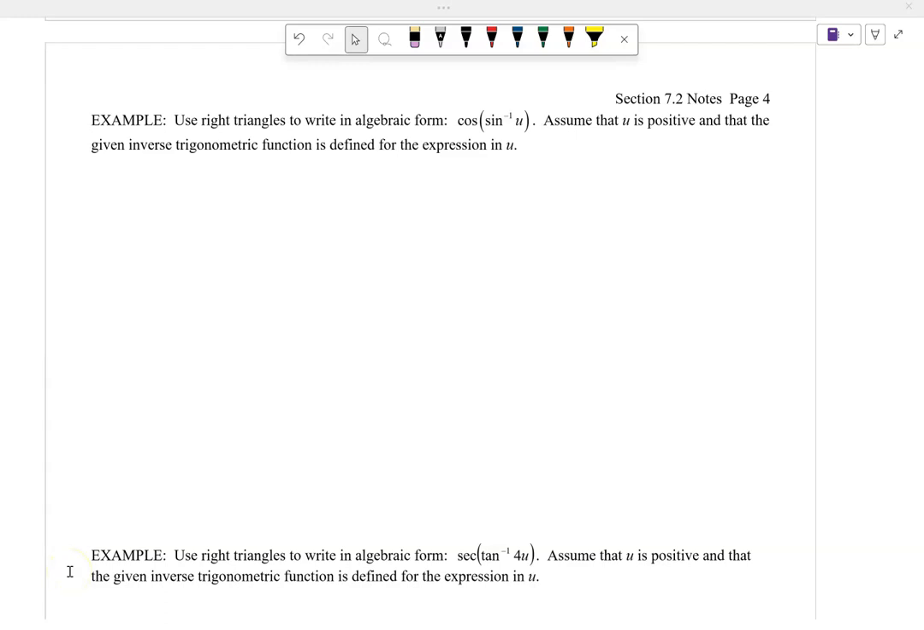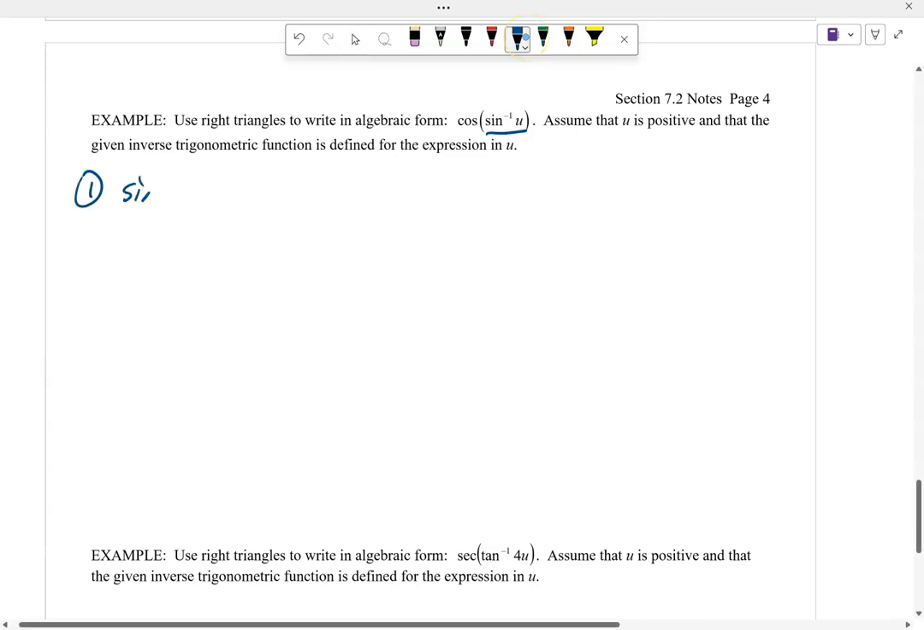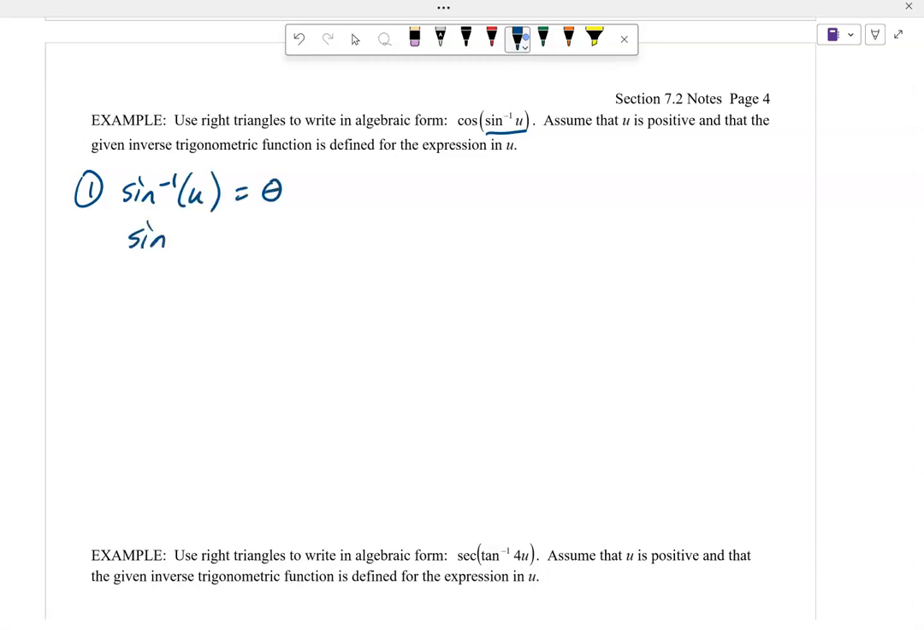All right, now we're going to keep it in terms of u this time. So let's start with the inside. So the arc sine of u, if we let that be theta, then we know sine of theta is u. And remember, we cut off theta. Theta is between negative pi halves and pi halves, right? That's where we cut off our theta. Theta is an element of, in other words, it's in there.